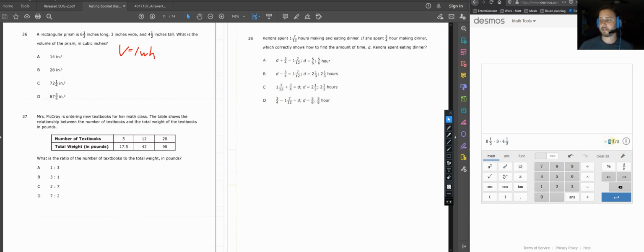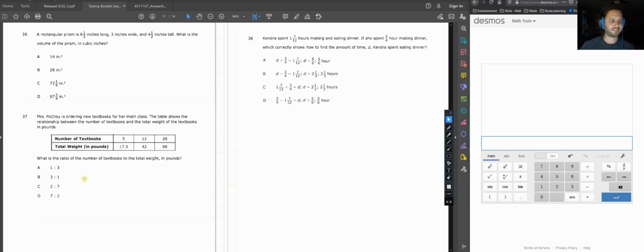6 1/2 times 3 times 4 1/2 gives me 87.75. Now, just look at the whole number. There is only one answer choice that also has 87 as the whole number, and that is generally how it's going to work out for the EOG. They're not going to have multiple 87s with different fractions to try to throw you off.